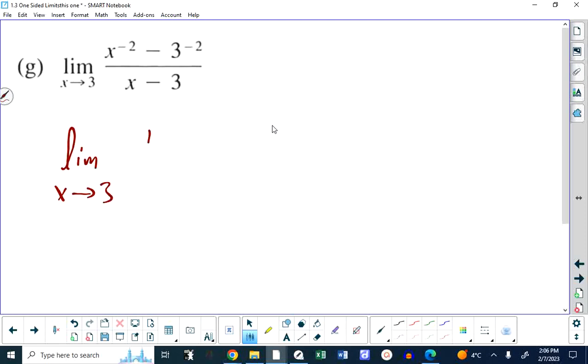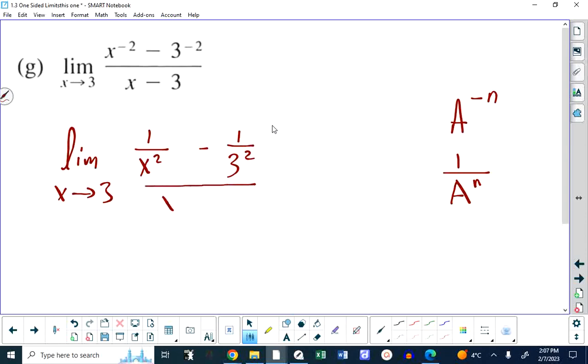x to the negative 2 is 1 over x squared. What I'm doing is going back to an earlier grade, grade 9 or 10, where if you have a negative exponent, that means you take the reciprocal of the base and express it with a positive exponent. So x to the negative 2 is 1 over x to the positive 2, minus 3 to the negative 2 is 1 over 3 to the 2. I could write 9 there, but let's just leave it as 3 squared for now. And then on the bottom, I have x minus 3. So now I'm going to square the 3.